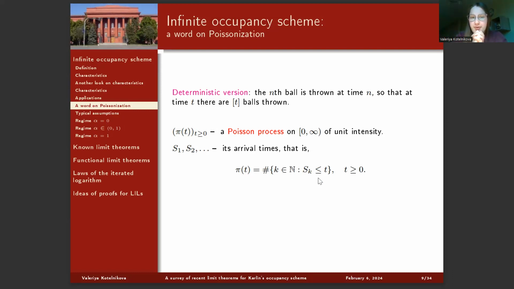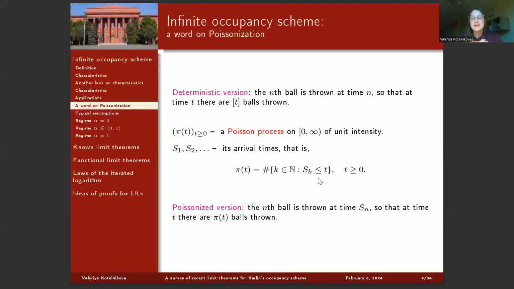You can also approach a Poisson process from another direction. You can think of S_n as a random walk with exponential increments, and then the Poisson process is the renewal process for this random walk. This other approach is going to be used when we discuss some ideas of the proofs. I'll remind you later about it.